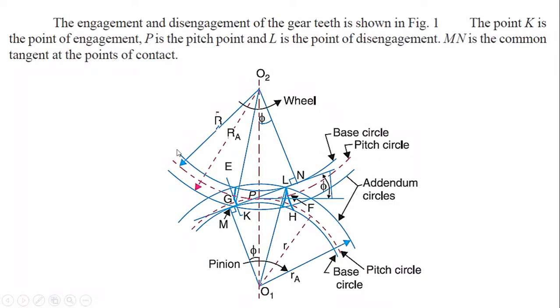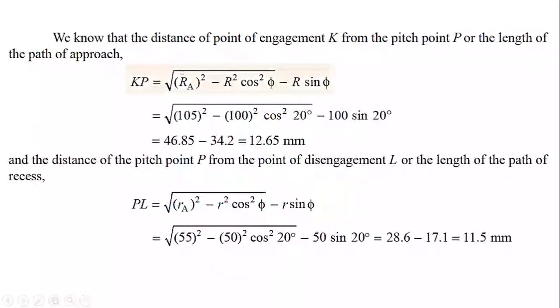For this we find the length of path of approach, which is the distance of the point of engagement K from the pitch point P. So we find the KP value. Capital RA and capital R we already found, and the pressure angle phi is given in this problem as 20 degrees. Apply all these values into the equation and solve, and we will get the value of KP.